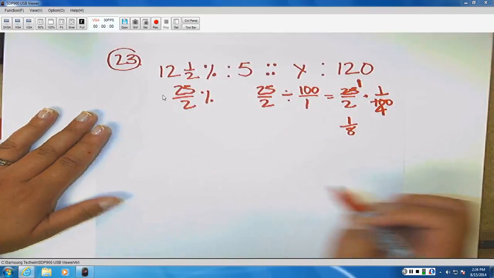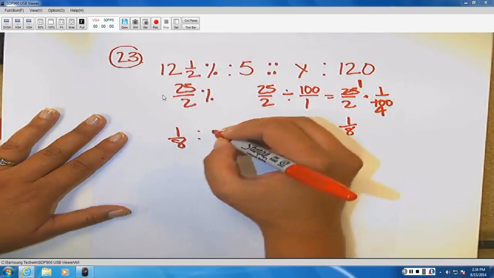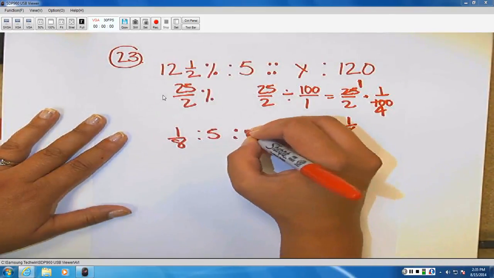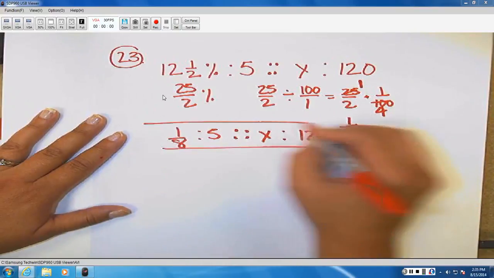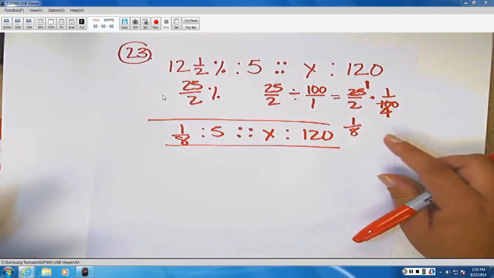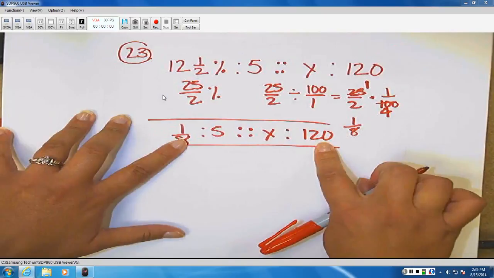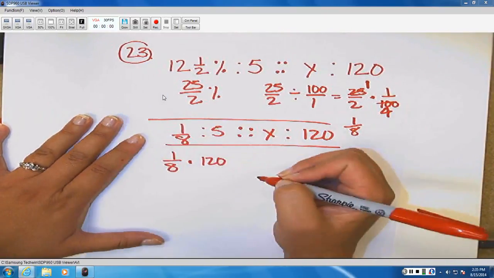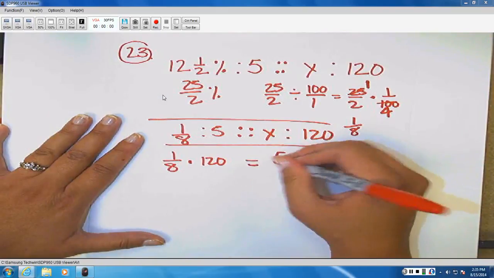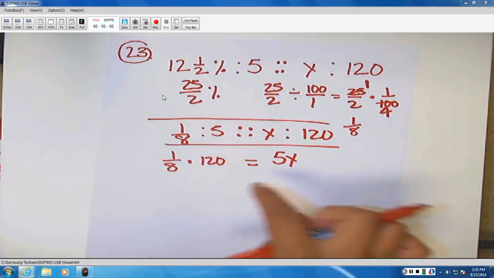So let's set up our proportion with this 1/8 in it. So we now have 1/8 is to 5 as x is to 120. So here's the proportion that we're dealing with. Now we'll set up our equation like we need to. We'll take our extremes and multiply them by each other. So 1/8 times 120 equals 5x. So when I do that, I'm going to take 1/8 times 120.